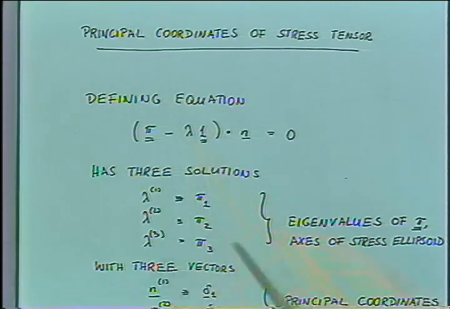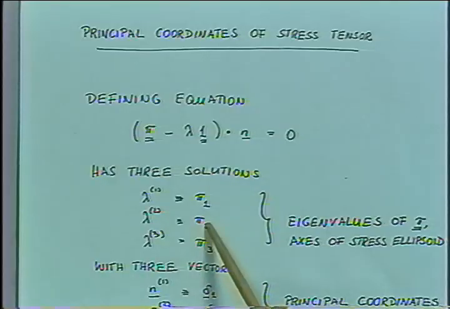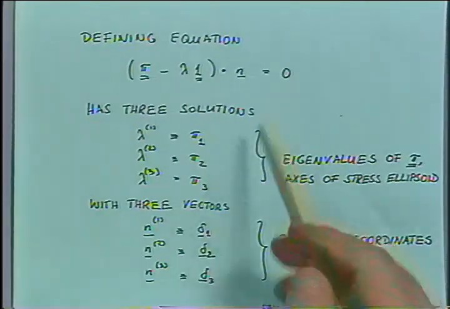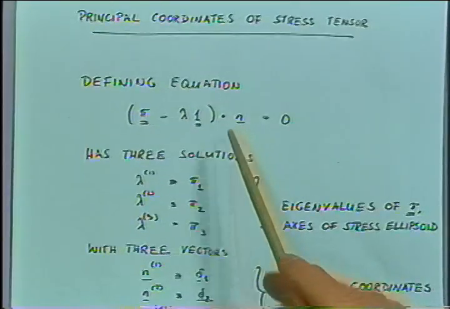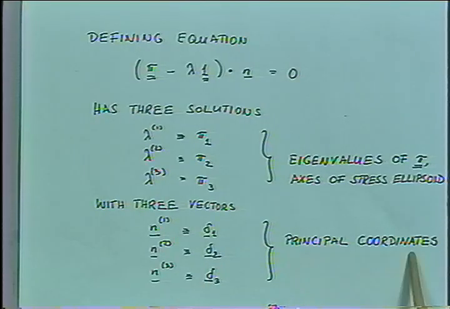So lambda is giving us the stretch, and lambda 1 is equal to the first principal stress, lambda 2 the second principal stress, and lambda 3 the third principal stress. And the associated normal vectors here would be the base vectors for a coordinate system, and we would call this the principal coordinate system. Okay?